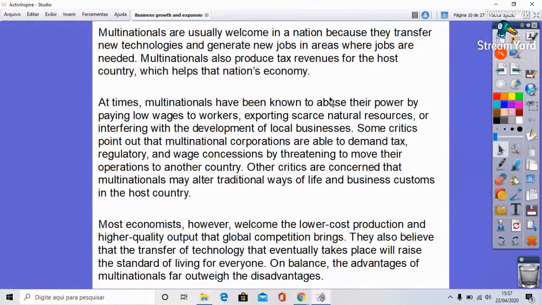Some people say that some multinational companies abuse power sometimes by paying low salaries or low wages to workers. And sometimes they threaten the host country to leave the country if the country does not give them lower tax rates. However, many economists believe that a multinational company only brings advantages to the country.